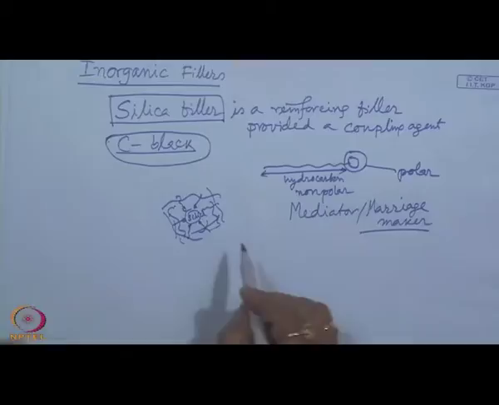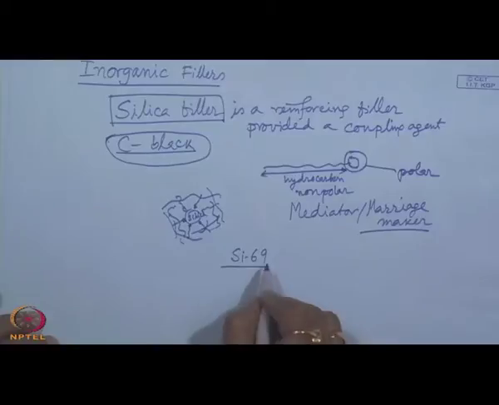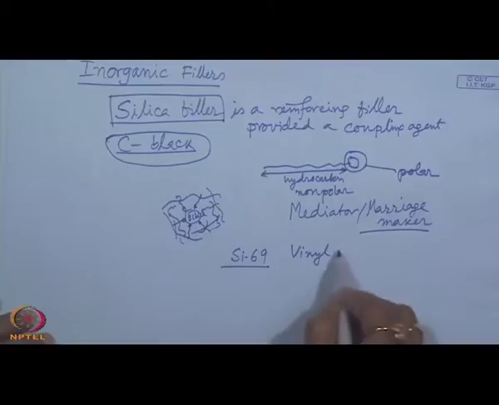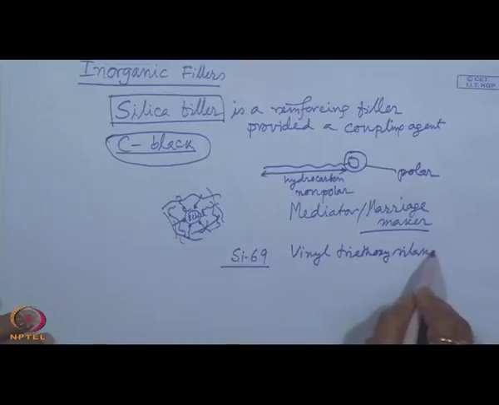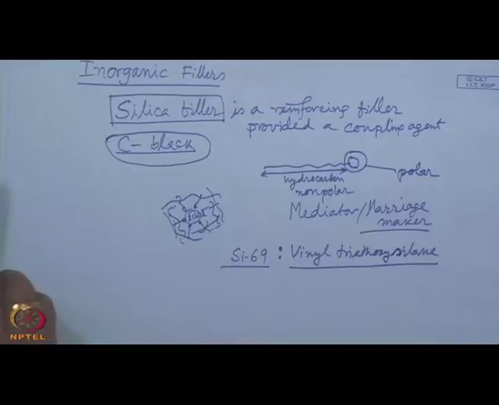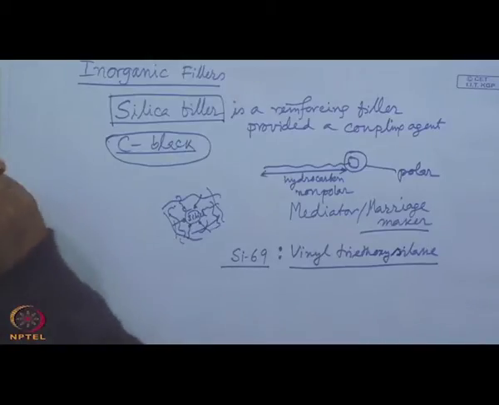For example, for silica filler, say Si69, the chemical name of this Si69 is vinyl triethoxy silane. This vinyl triethoxy silane is used along with the silica filler, then only can this silica filler act as a reinforcing filler in rubber products. These are something about miscellaneous additives.